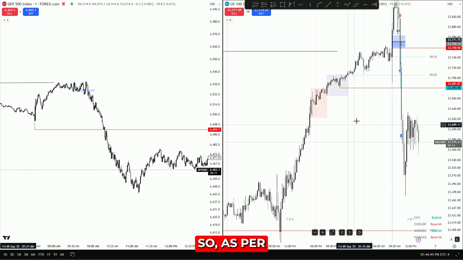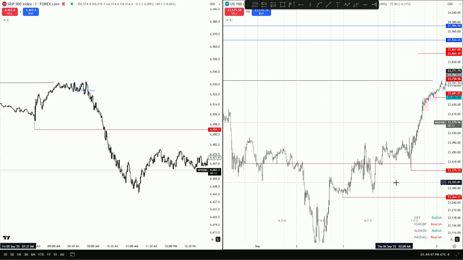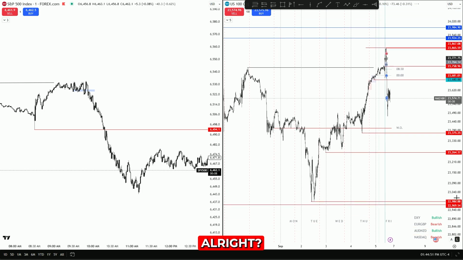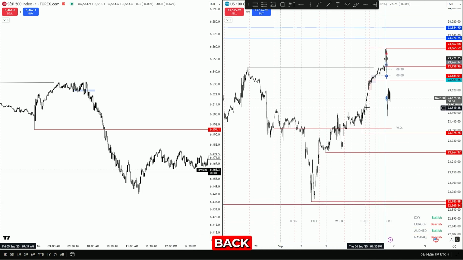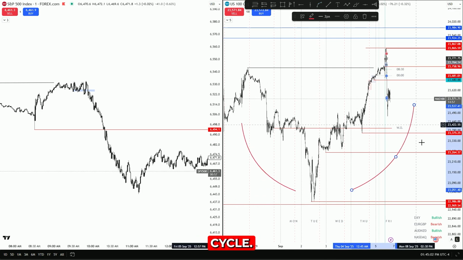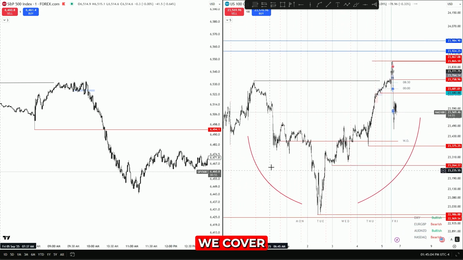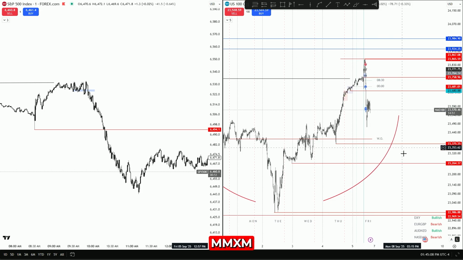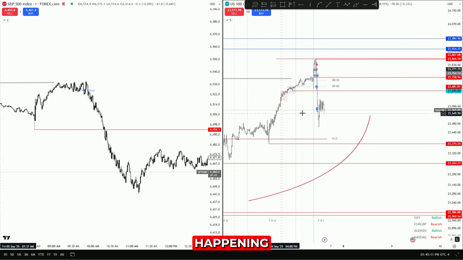As per we know, this is the weekly POI. We just came back in the range, and then we came all the way up to cover this. This is the sell side curve, and this was the buy side curve. When we cover the sell side and the buy side curve, we create another MMXM model, and that is what's happening over here.